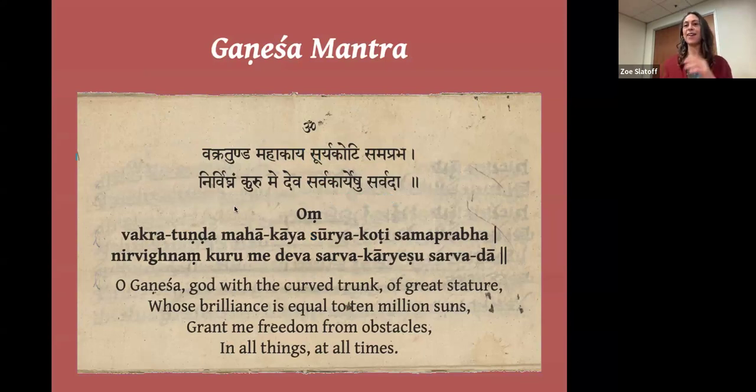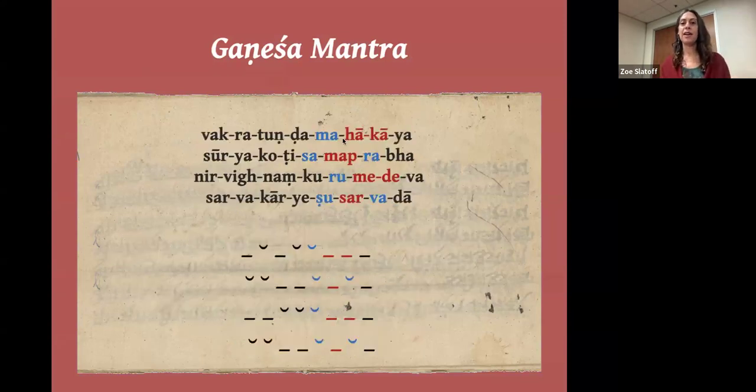So just to look again at our Ganesha mantra that we started off with, it follows the same pattern. We look at 5, 6, and 7. Vakratunda mahakaya. Surya koti samaprabha. Nirvighnam kuru me deva. Sarvakaryeshu sarvada. So again, we've got these alternatingly short and long syllables all the way through.